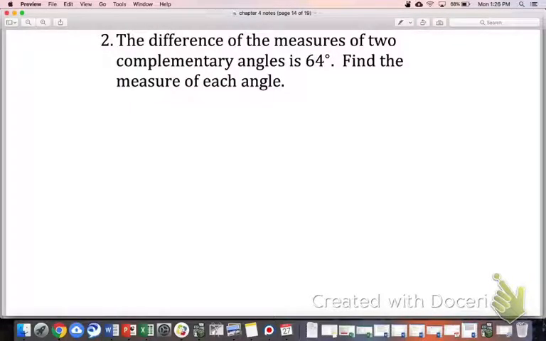Number 2 is talking about angles, and this says the difference. Stop right there for a second. What does difference mean to you? Subtraction. So let's remember that. That's pretty important. The difference of the measures of two.